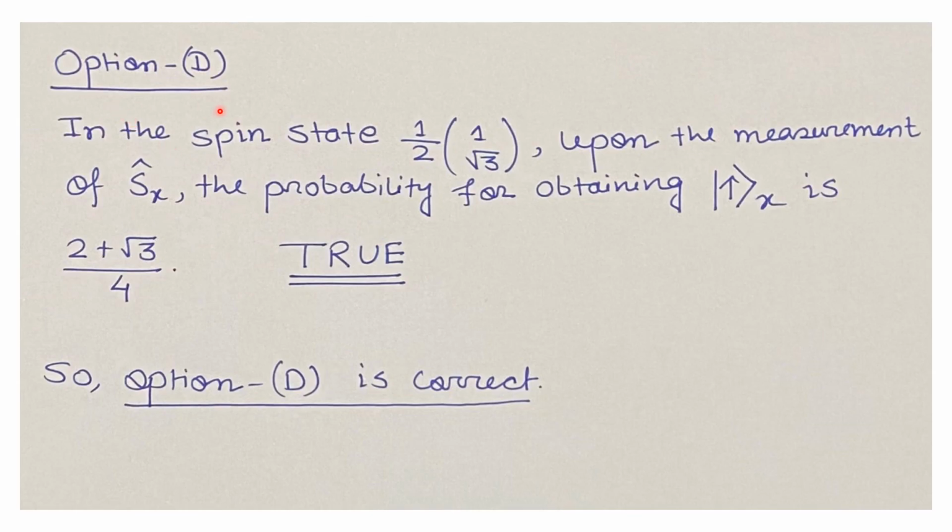Now option D is saying that in the spin state 1 by 2 times the column matrix (1, root 3), upon the measurement of Sx cap, the probability for obtaining the up spin state is (2 plus root 3) by 4. So this is true because we have already calculated this probability in option C. And from option C, we have found that the probability will be (2 plus root 3) divided by 4. So option D is correct in our case.